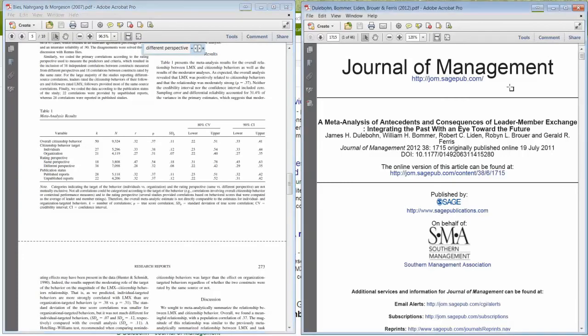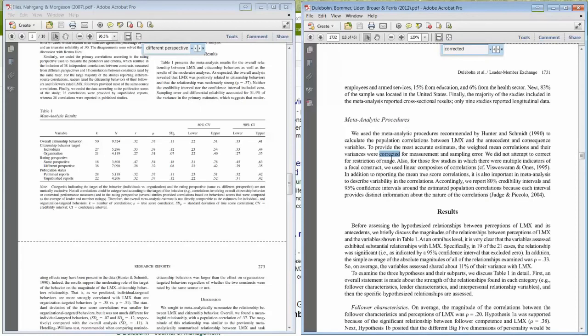Let's try this again with the paper produced by Dulabon and co-authors. So again, here we would search for corrected to see if we could find corrected in the paper. We'd first search to make sure that it was dealing with correlations, and we see here the weighted mean correlation was indeed being corrected for measurement and sampling error. So we know it's a meta-analysis study, and of course, again, meta-analytic procedures were used, which again would confirm that it's a meta-analysis study. We would then search for Table 1.